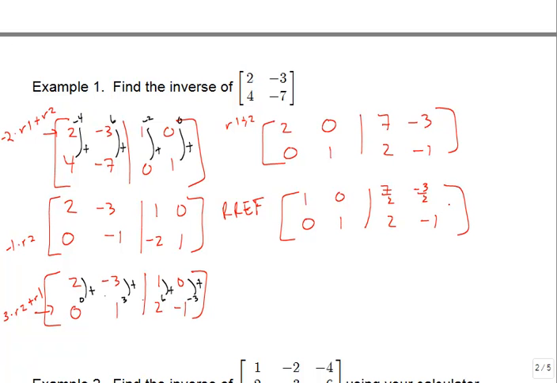So if you know that you're going to have to deal with some fractions, try to keep that last step of dividing by the number that's going to give you fractions until your very last step, if possible. So this is now our identity matrix, a 2 by 2 identity matrix. That means what's over here is our A inverse. So this is our inverse matrix, and it is 7 halves, -3 halves, 2, and -1.